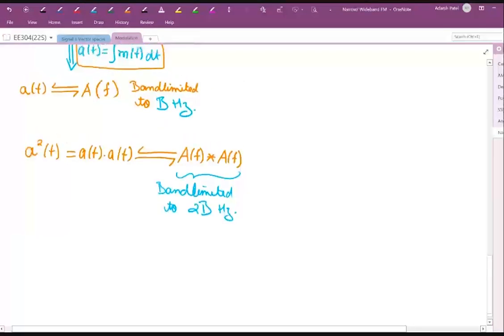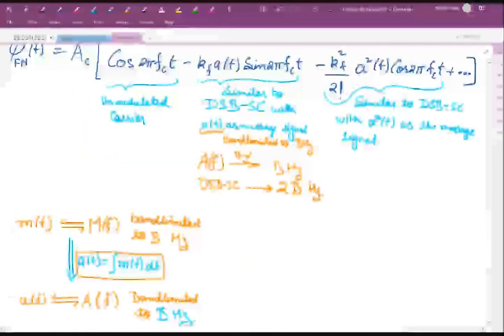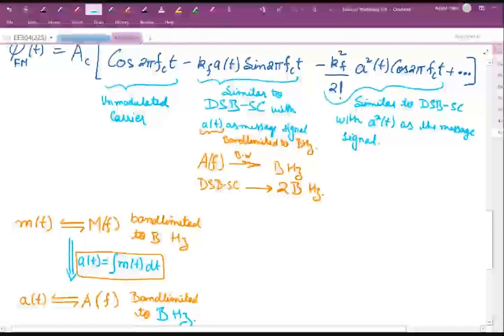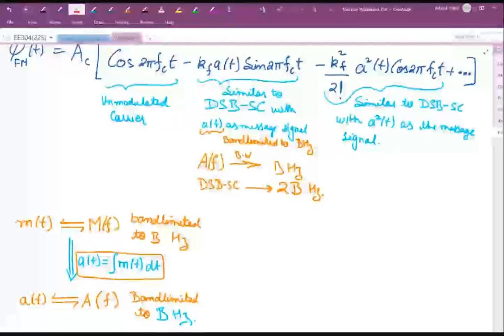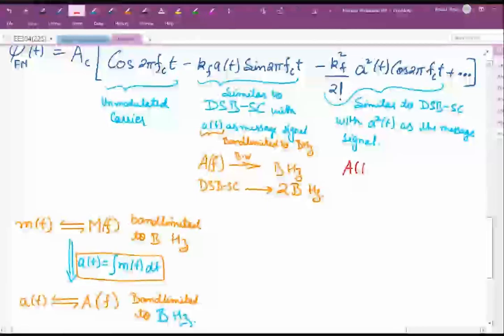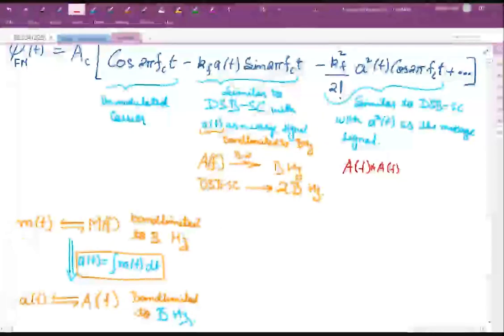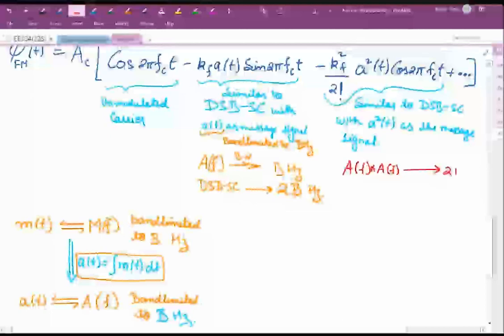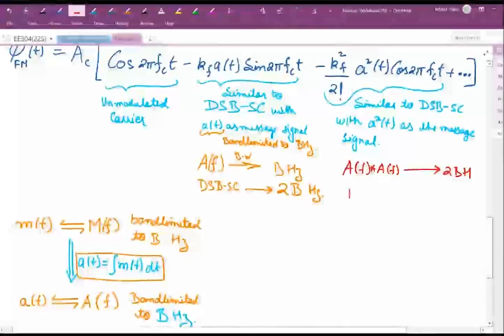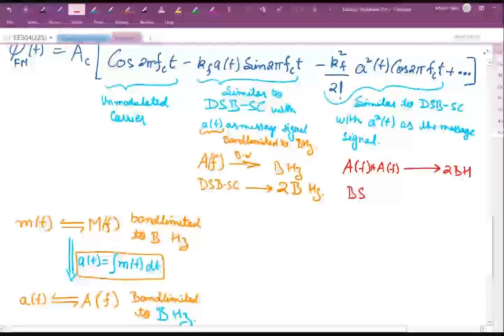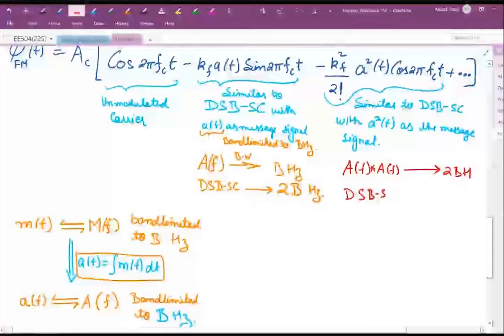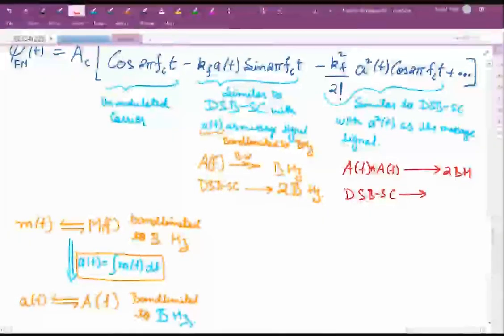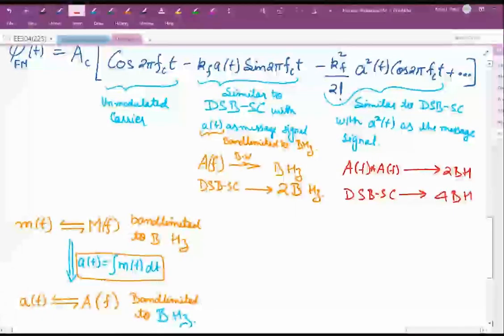So then this message signal a squared(t) will be band limited to 2B hertz. So if this is band limited to 2B hertz, then I will write it as A squared(f). That means A(f) convolved with A(f) has the bandwidth of 2B hertz. Then in that case, what should be the DSBSC signal bandwidth? 4B. It should be 4B. Yes.